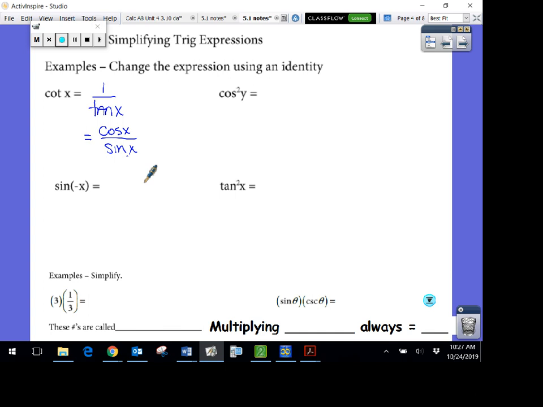All right, sine negative x. Really, there's only one thing to do there using our odd identity. So sine of negative x, the only way to use an identity to change that is negative sine x.